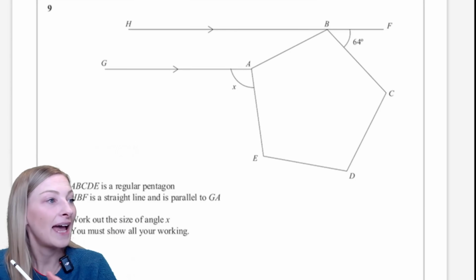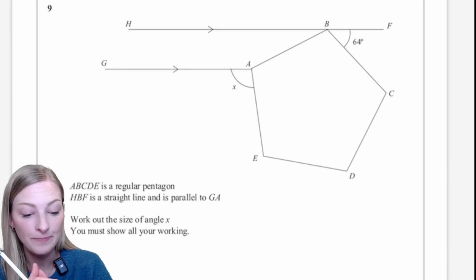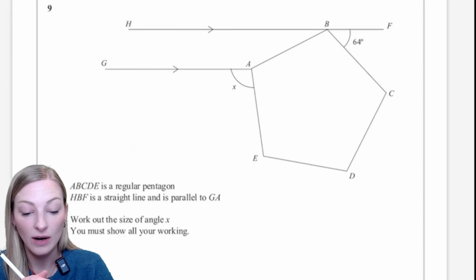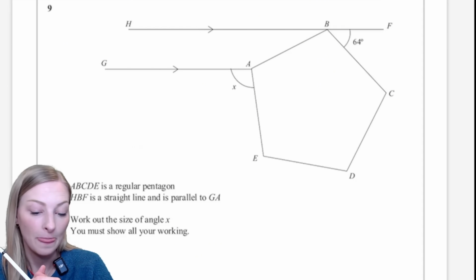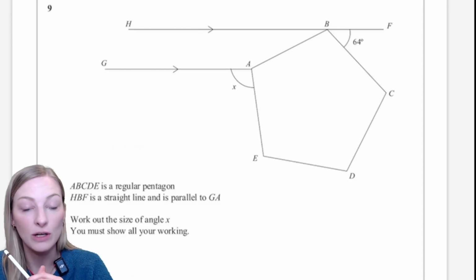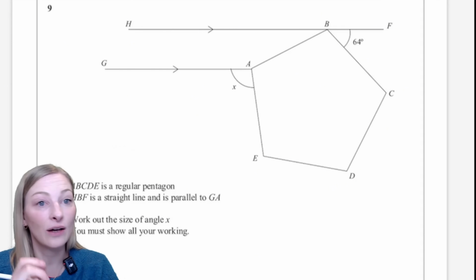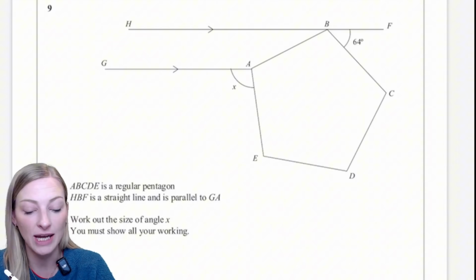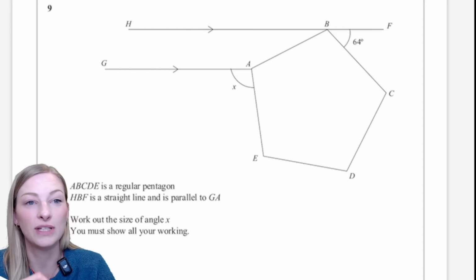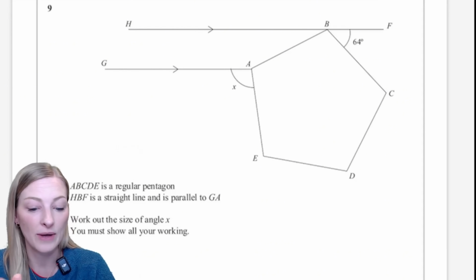Question number 9. ABCDE is a regular pentagon. HBF is a straight line and is parallel to GA. Work out the size of angle X. You must show all your working. So we've got a regular pentagon, and we know that angles in a pentagon, a 5-sided shape, add up to 540. I would really recommend just knowing that, going in and knowing that.